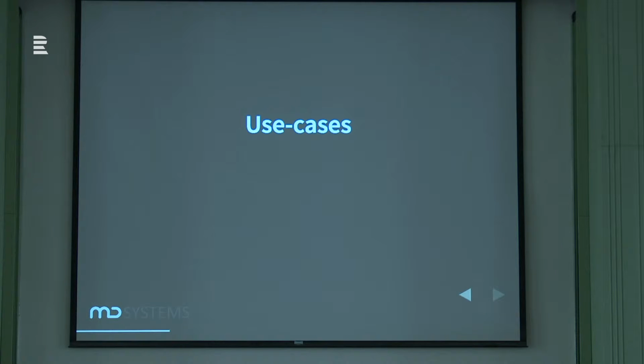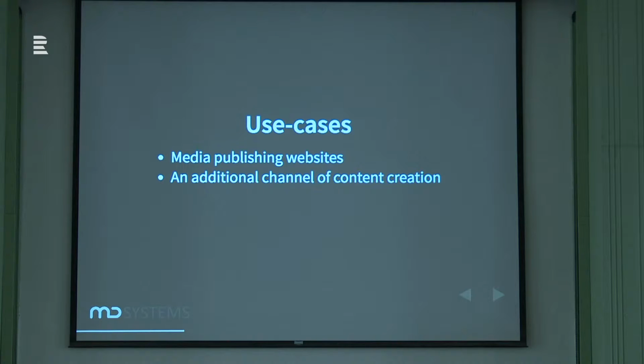So we identified some use cases where this can be useful. For instance, media publishing websites. If you have a news portal, then you might want to allow your editors to create content just by sending an email from their favorite mail client. Also, we look at this as an additional channel of content creation. So basically, if your website is user content driven, then this can be just an additional channel to create content. You can do it by your website, by mobile app, or by email in this case.